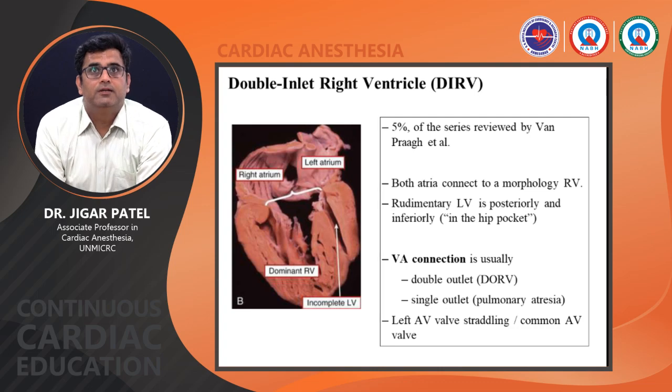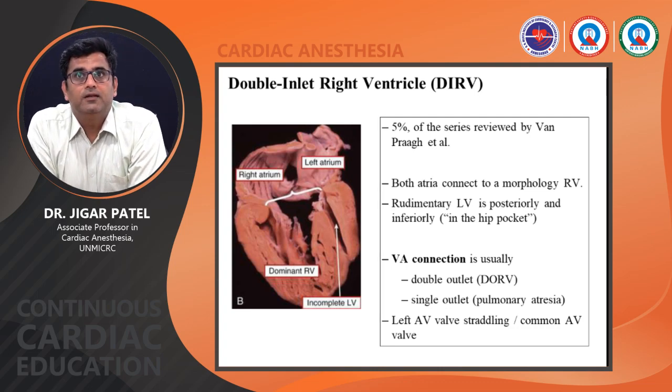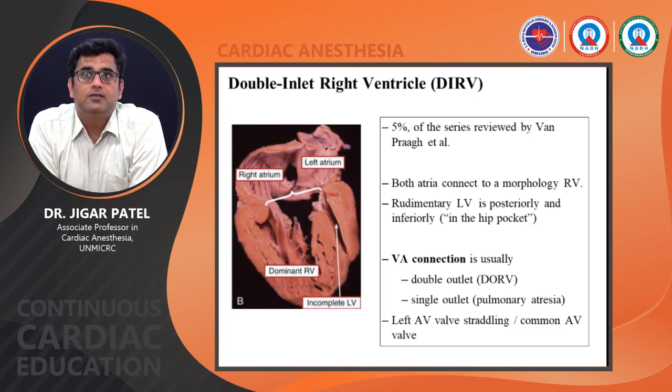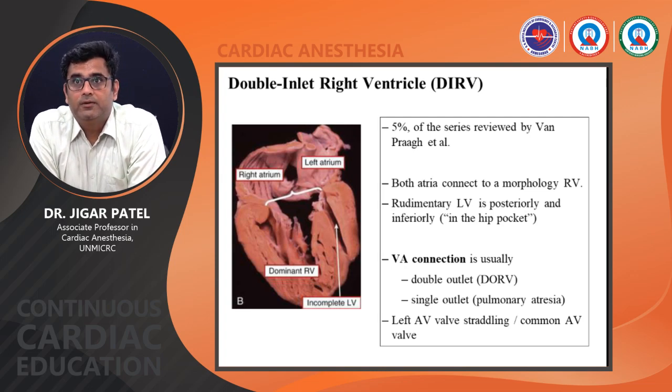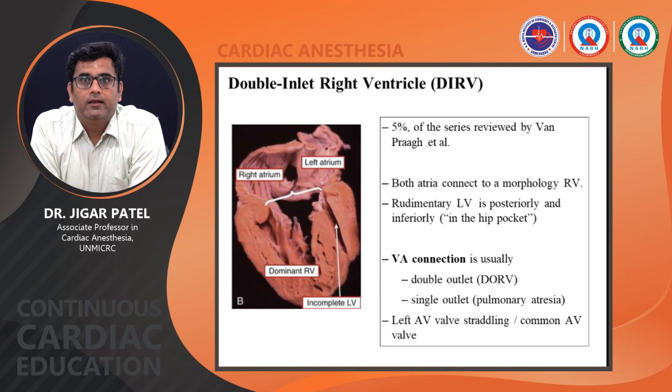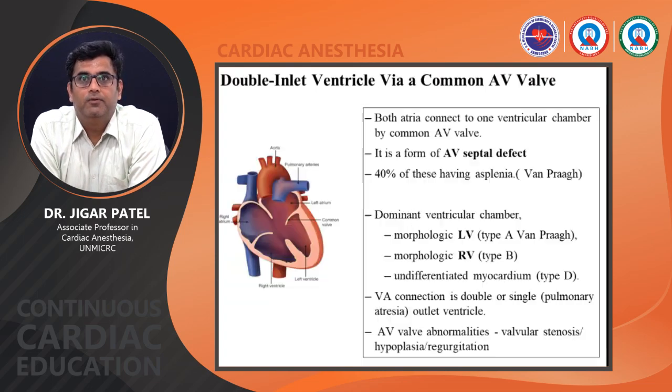The second common type is the double inlet right ventricle. It is present in 5% of cases in the series reviewed by Van Praagh. Here, as you can see in the image, both atria connect to the morphological RV, and the LV is a rudimentary chamber located posteriorly and inferiorly like a hip pocket. Here the possible ventricular arterial connection is a double outlet or a single outlet with pulmonary atresia. And AV valve abnormalities are commonly present, like straddling or a common AV valve.